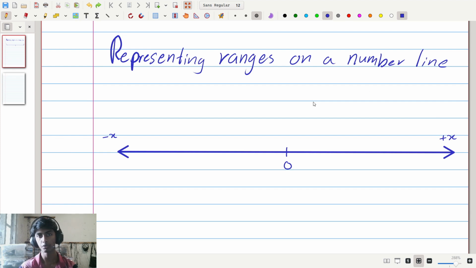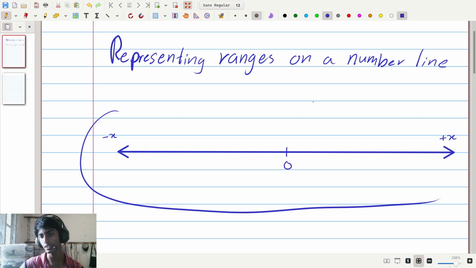Hello and welcome to this short video on representing ranges on a number line. So before we start, of course, we need to know what a number line is. If you don't know this, well, this is what a number line is right here.